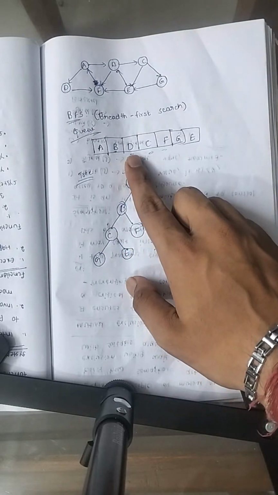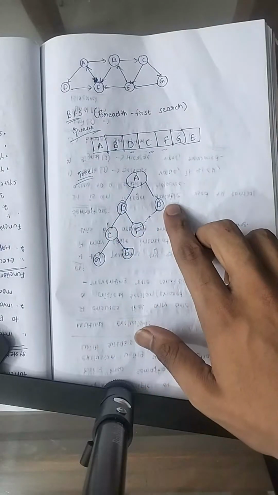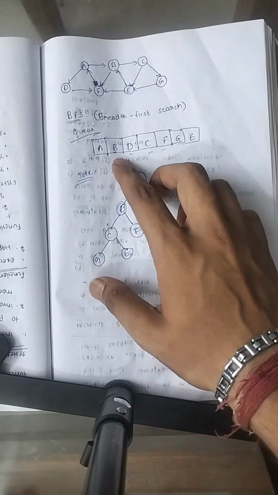So based on that I have written BD. A I have taken as reference, and what are the nodes connected to A? B and D. Okay, now B and D is done. So in B and D I am taking the lesser alphabet, B.